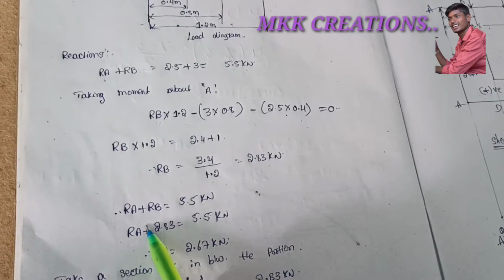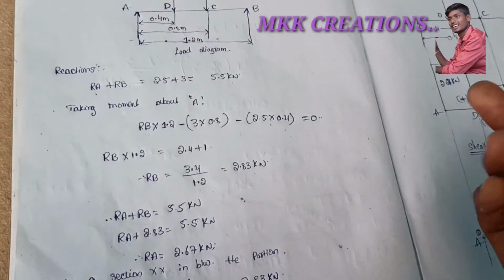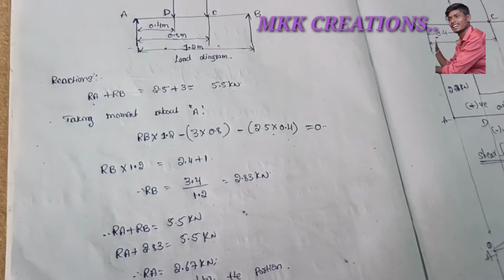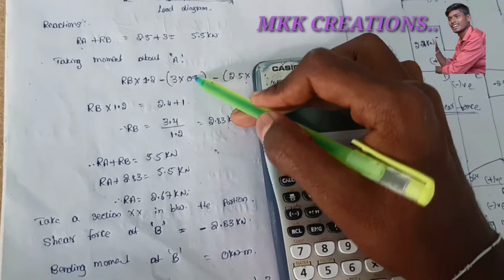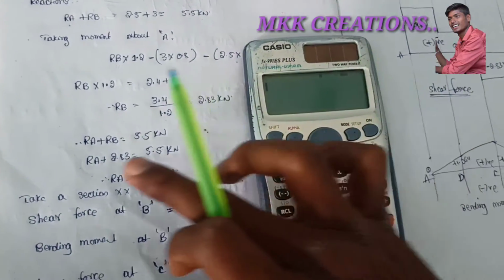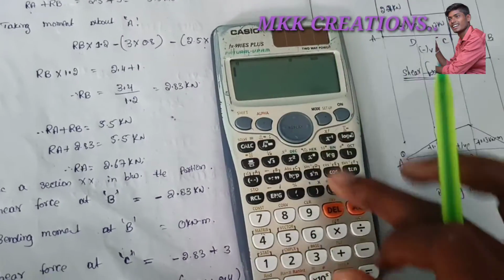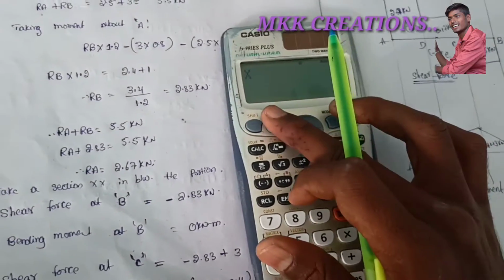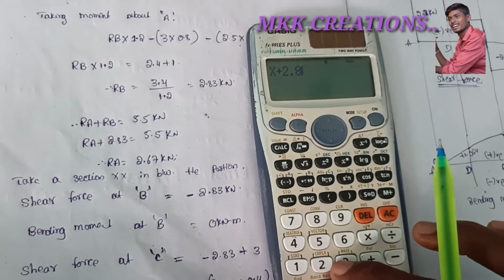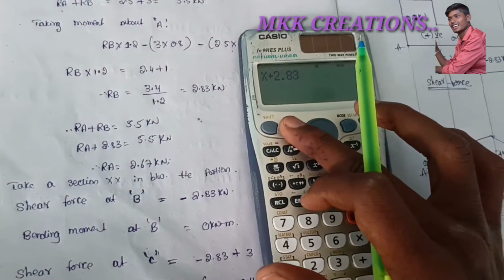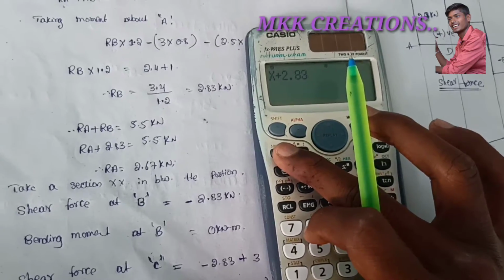In the place of Ra we substitute x in the Casio. Wait, I will show. See here how to do the calculation in the Casio. In the top one also there is the same procedure. Here Ra is unknown. For that, press alpha, then x, then plus 2.83, then equals, then alpha solve. This we want to press.